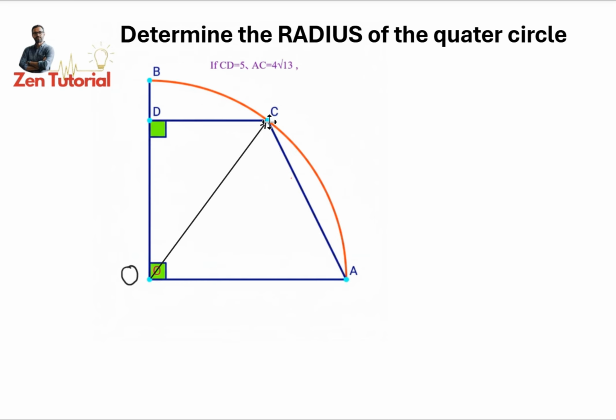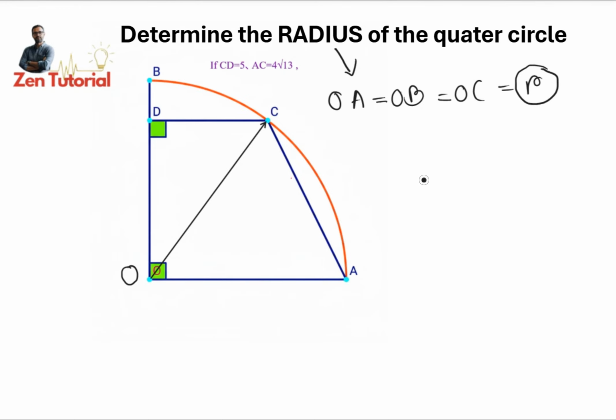Now, what is our target? Our target is to determine the radius. It means the radius is OA. Of course, all the radii within a circle are equal. So OB is equal to OC. Let's say this is the radius of the circle. We have to determine the value of R.